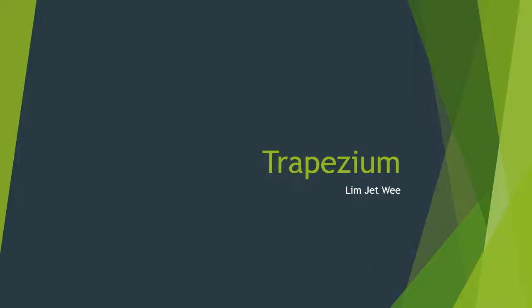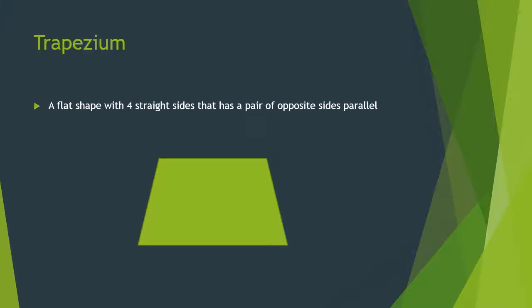For this session, actually we're going to look into another shape called trapezium. And a trapezium is actually a flat shape, which means it's two-dimensional with four straight sides, something like a rectangle, but with one pair of opposite sides that is parallel. So if we look at this shape, it is an example of a trapezium.